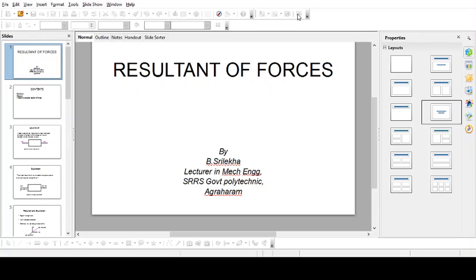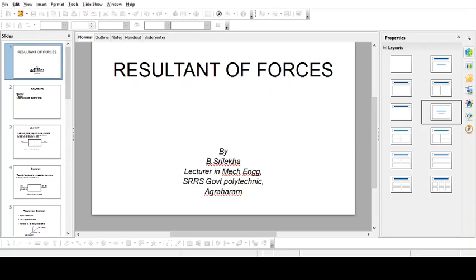Hello, welcome to another session of engineering mechanics, that is strength of materials, for diploma students in Telangana of mechanical stream. Today we would be discussing resultant of forces and how we apply the formula when n number of forces are acting at a point, and how we can find the magnitude and direction of the resultant. So today's session would be on resultant of forces.